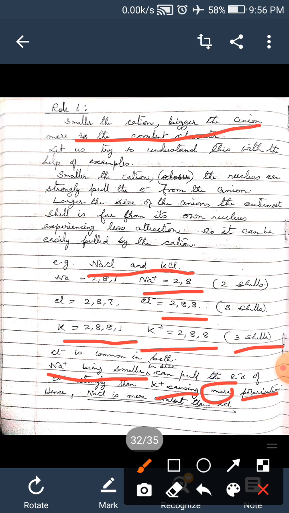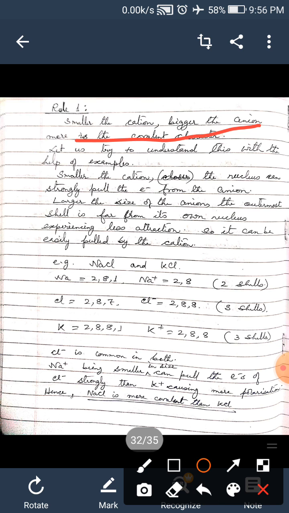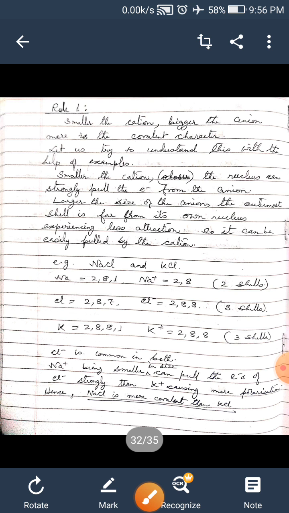It should be less polarizing, and sodium chloride is thus more covalent compared to potassium chloride. And you may notice here the chloride ion is common, so the role of the anion is not being played here. So here the explanation is only on the first point, that is, the smaller the cation. Now let's move to the next example.